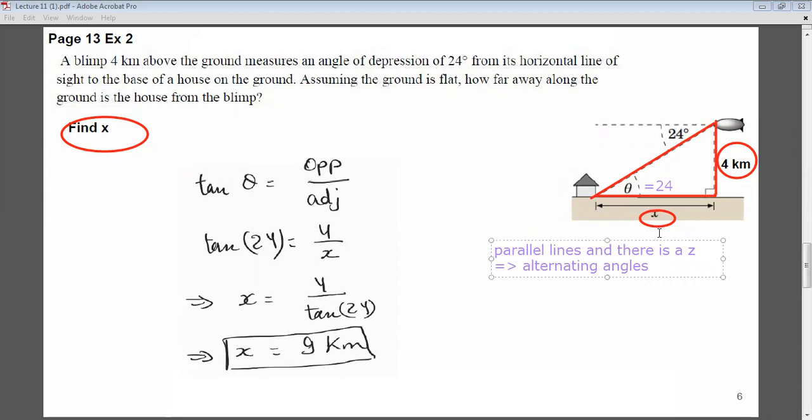So now back to my triangle. I have the angle, I have the opposite, and I have the adjacent. So which equation do I use? I again use the one for tangent theta, which is opposite over adjacent. Tangent 24 is opposite 4 over x. X equals 4 over tangent theta. Use the calculator, you'll find x.